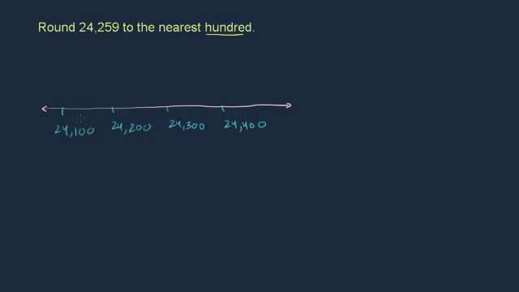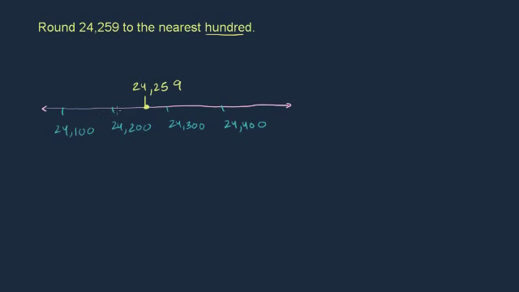Now, on this number line, where is 24,259? If we look at the number line, it's more than 24,200, and it's less than 24,300. And it's 259. So 59, if this distance right here is 100, 59 is right about there. So that is where our number is. That is 24,259.